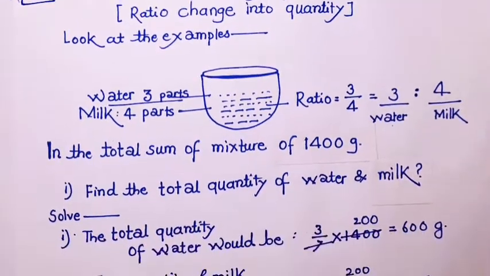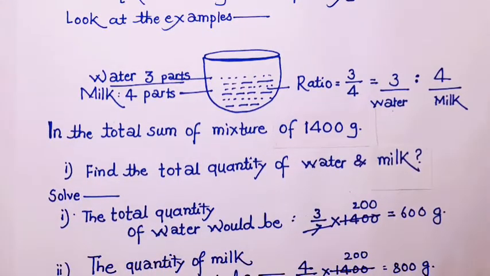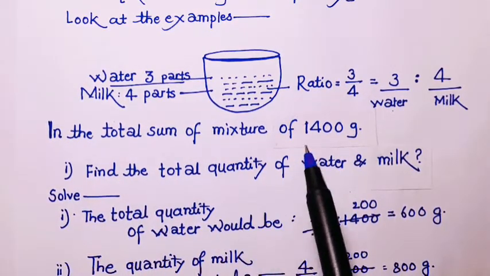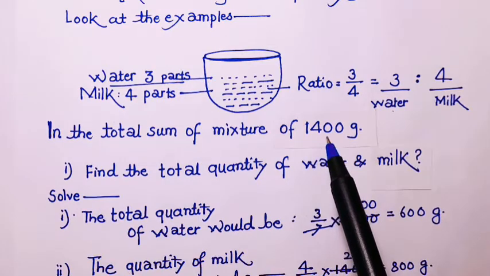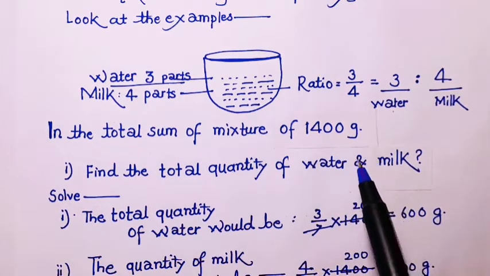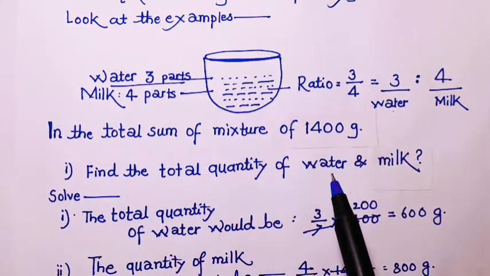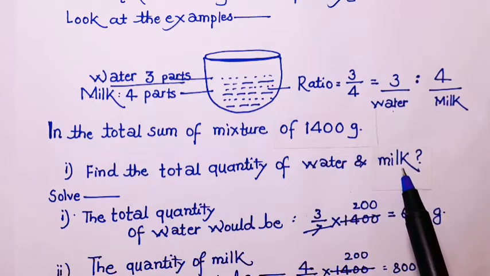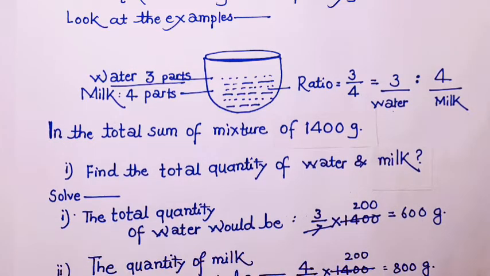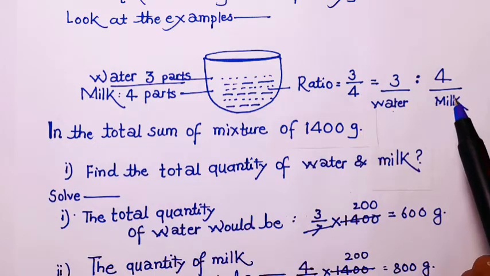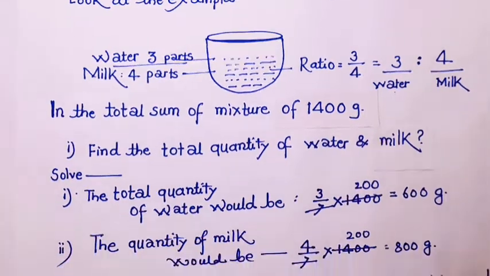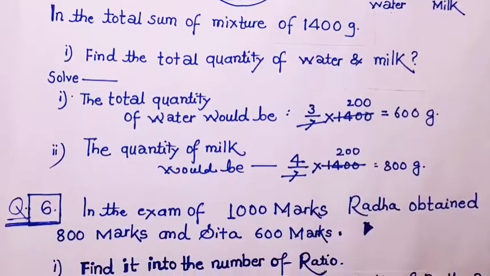The next is, the total sum of the mixture is 1400 grams. Then find the total quantity of water and milk. We have to find the total quantity of water and milk. The ratio is 3 to 4. So the solution is here.